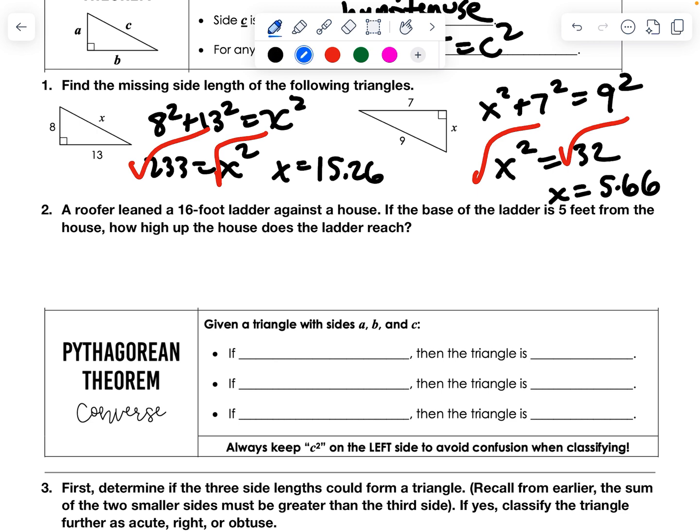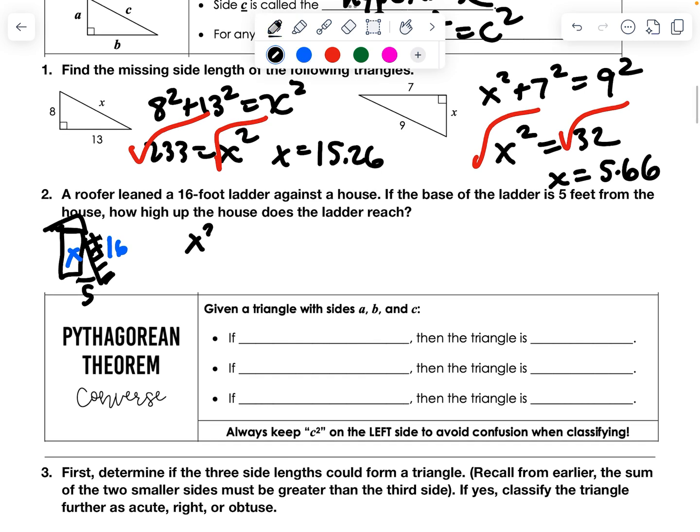All right, so we've got our house, okay? Always draw a picture, it helps. We've got our ladder coming down this way. Okay, so this is 5 feet. The ladder is 16 feet. We're trying to figure out how far that is. So that's my crude right triangle.